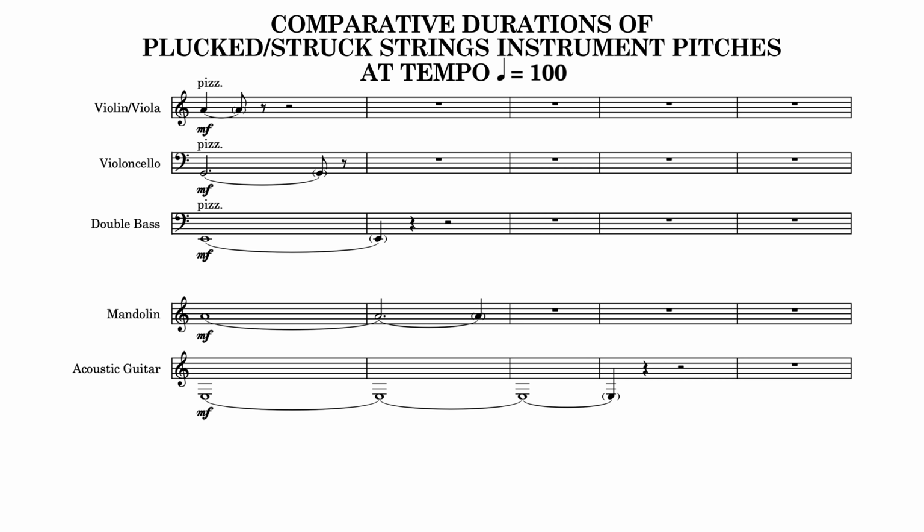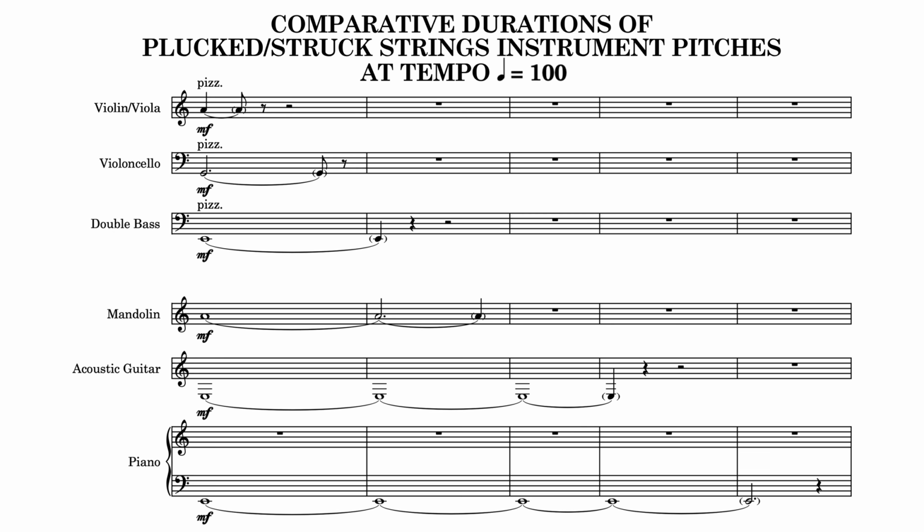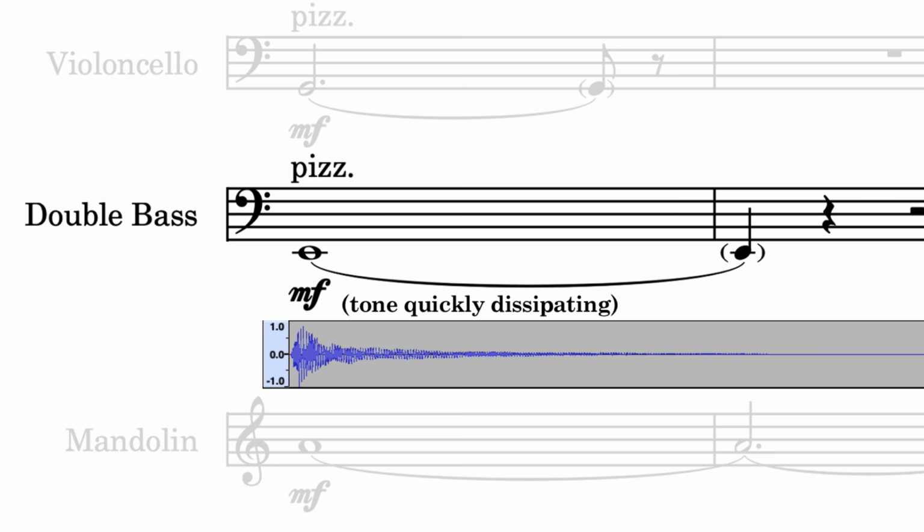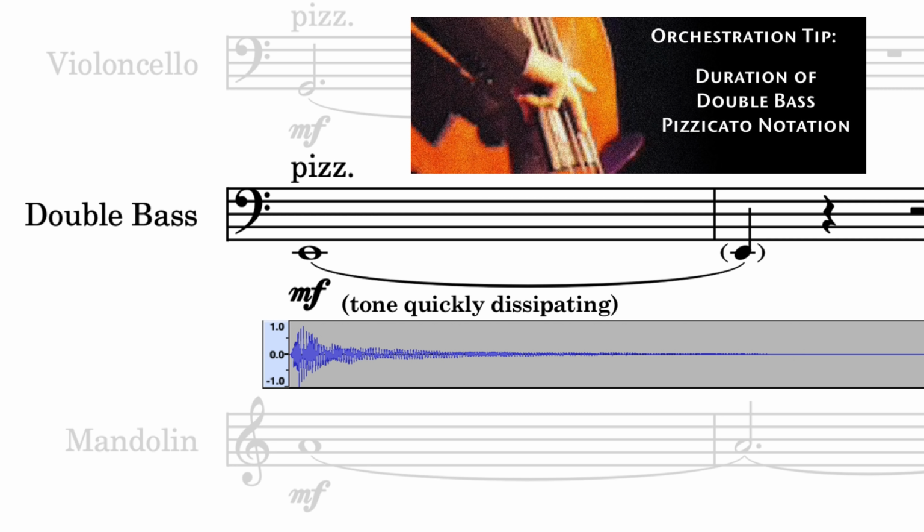but it's a mistake to think of pizzicato in the lower strings as having the same sustaining power as guitar or piano. Even for the longest possible duration of pizzicato, the lowest open string on a double bass, the fullness of tone will decay very quickly, even if the string continues to vibrate in a humming sort of way. Check out my tip on the duration of double bass pizzicato notation from 100 More Orchestration Tips, which anyone can read for free on the Orchestration Online website for more thoughts about this.